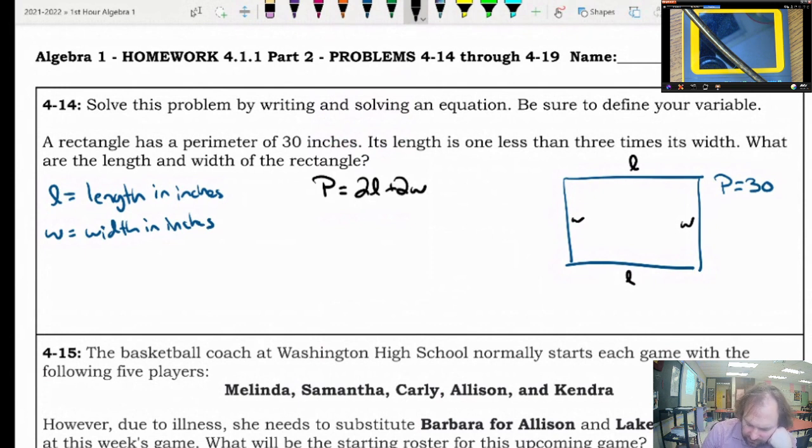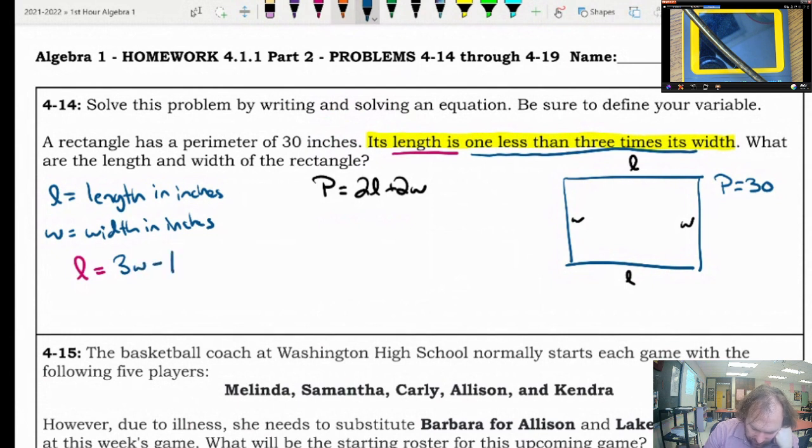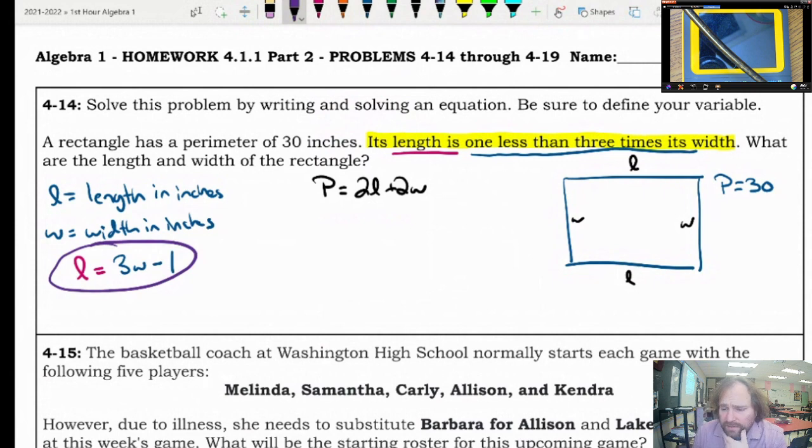Now we also have this sentence here where its length is 1 less than 3 times its width. Starting with its length is, I'm going to write the equation L equals. And then let's start with 1 less than 3 times its width. So 3W minus 1. And this is the key to the equation, so what makes this one kind of tough. You need to have that information there.